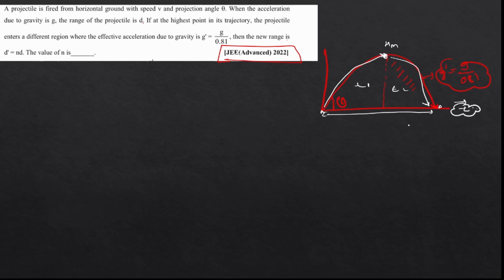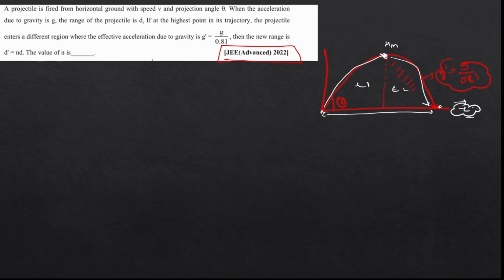Remember how we found the range when we were doing the derivation for projectile motion. First we found the time of flight, and then we put that value in the range formula. So here we will find its total time of flight, and then obviously the range, and then we only need to compare that range with the given range, and we will be able to find the value of n.